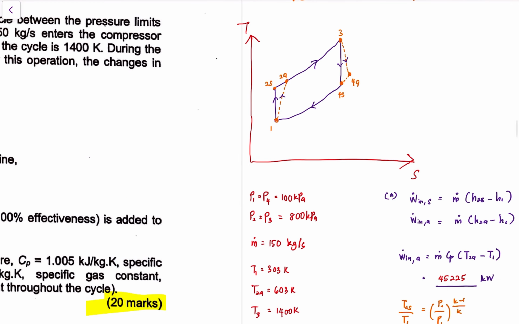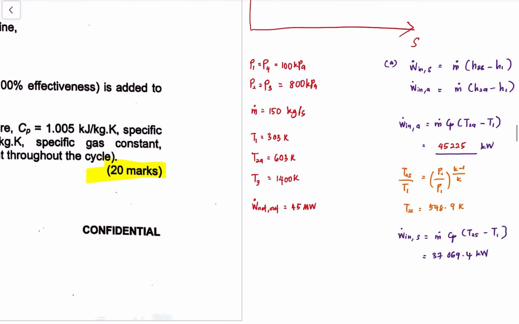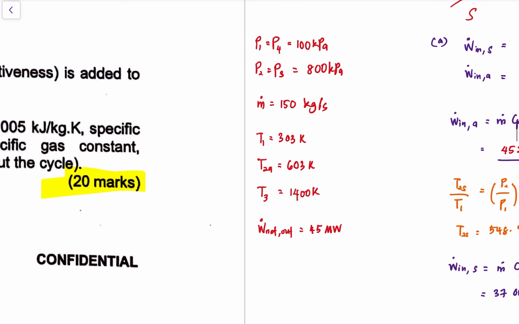If you look at this TS diagram, you can also notice that state 3 will have the highest temperature amongst the other states of this simple Brayton cycle. And lastly, what is given to you is the power net out, 45 megawatt. This is also the actual net power that has been produced by this cycle.